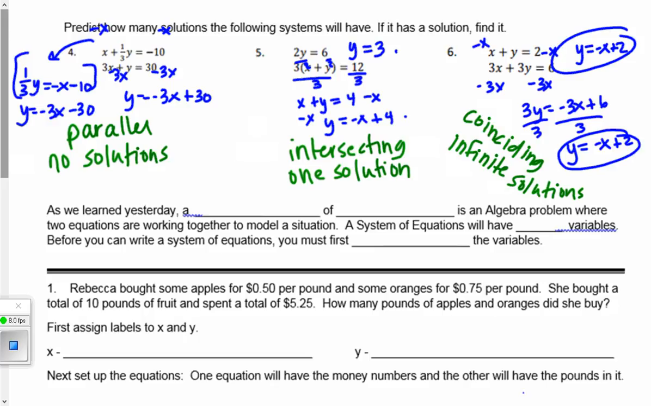So that's how you make predictions about systems. We will eventually learn how to solve them, so you don't really have to make a prediction. But if you're just curious to know what kind of system it is, that's how you would do it. You would solve them for y equals mx plus b and check to see how many solutions it looks like it's going to have. Alrighty?